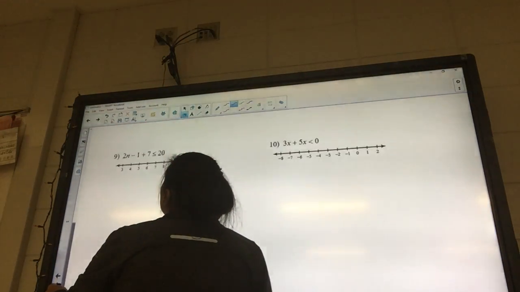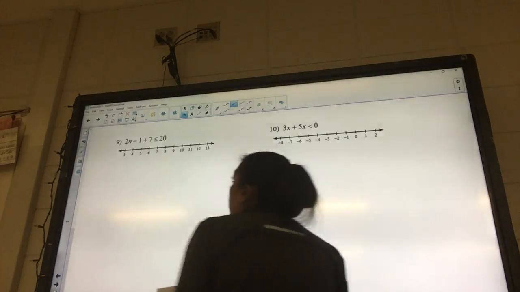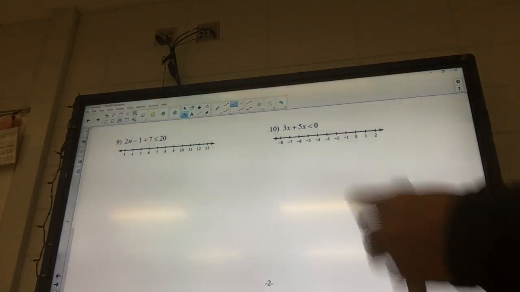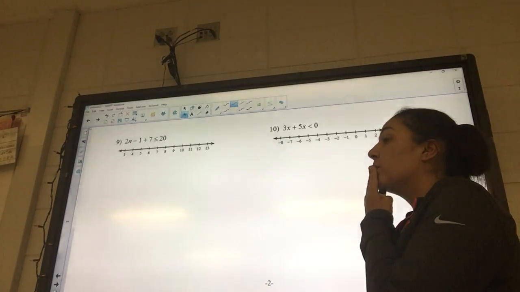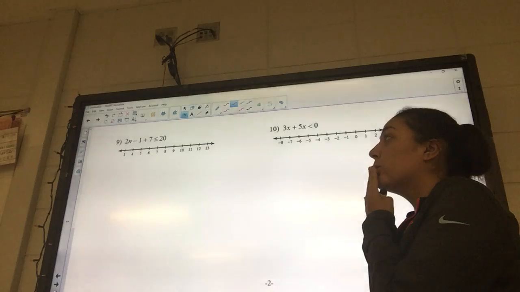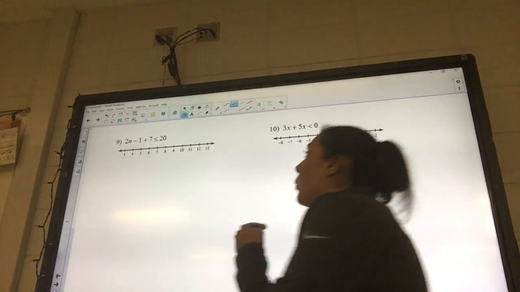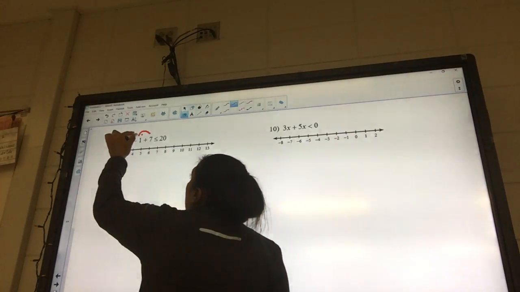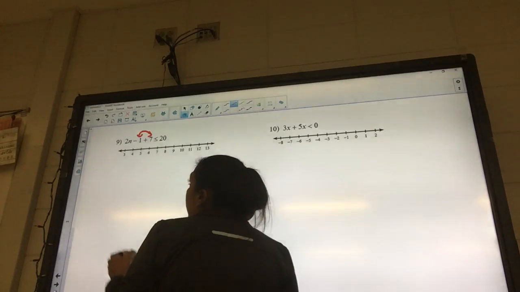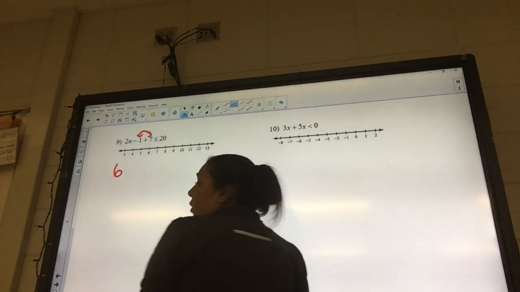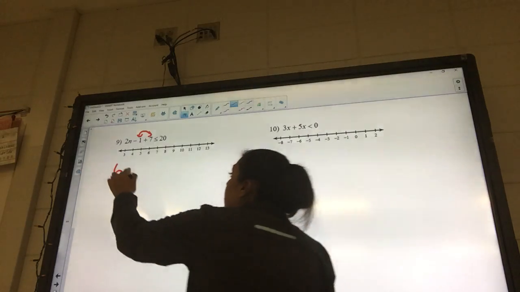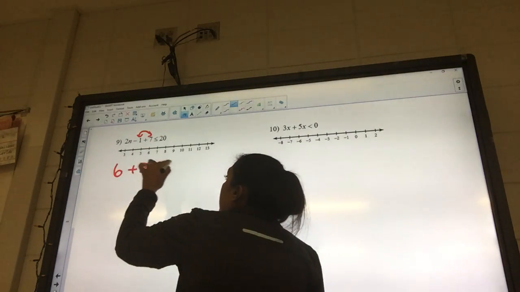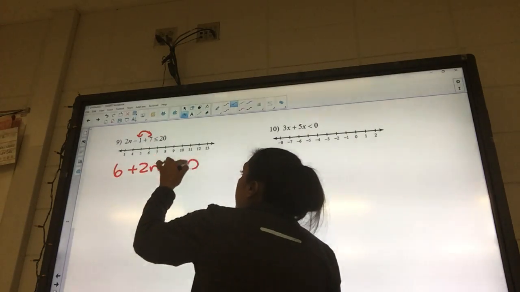Okay, number 9. Is there parentheses? Do we need to distribute? No. Okay, we're going to combine like terms. What can we combine? The 7 and the -1. A -1 plus 7 is going to give you 6. What else do I have up there that I haven't used yet? 2n, so plus 2n is less than or equal to 20.